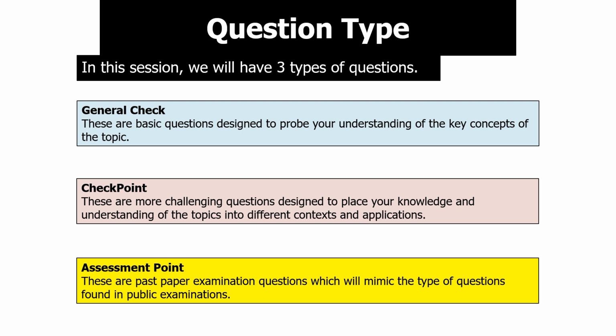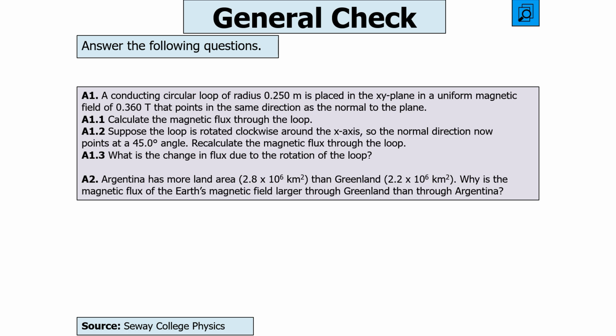So let's have a look at these questions for magnetic flux linkage. The first question says, a conducting circular loop of radius 0.250 meters is placed in the xy plane in a uniform magnetic field of 0.360 teslas that points in the same direction as the normal to the plane. Calculate the magnetic flux through the loop.